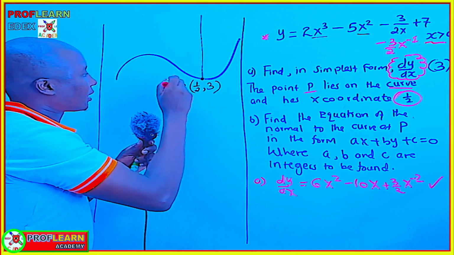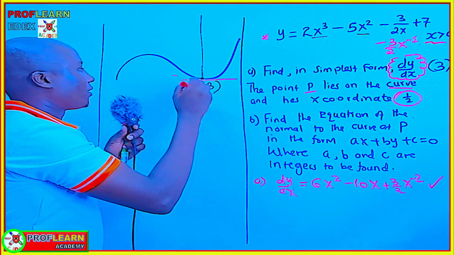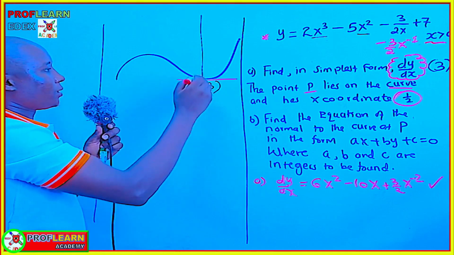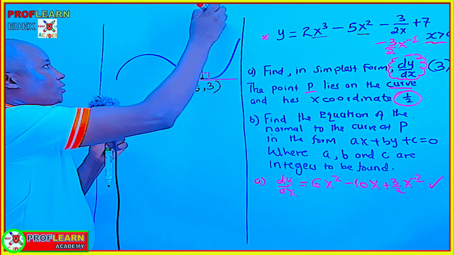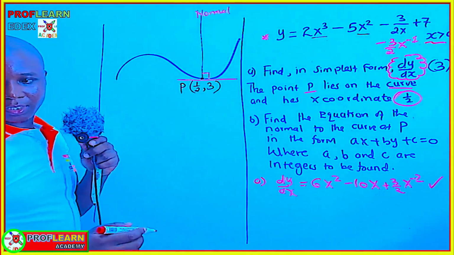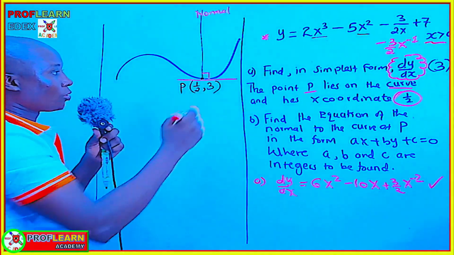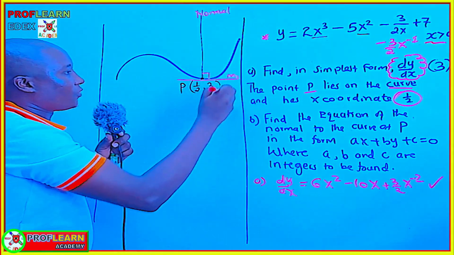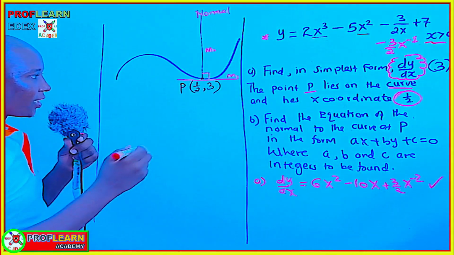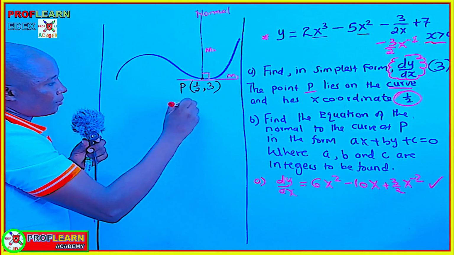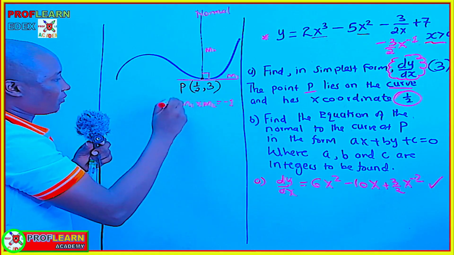If this was the tangent, let me just draw the tangent here. If this is the tangent at point P, and then a normal is drawn, our normal has been drawn here, then it means a normal and the tangent are perpendicular. So meaning the gradient m1 of the tangent times the gradient m2 of the normal is going to give us negative 1.